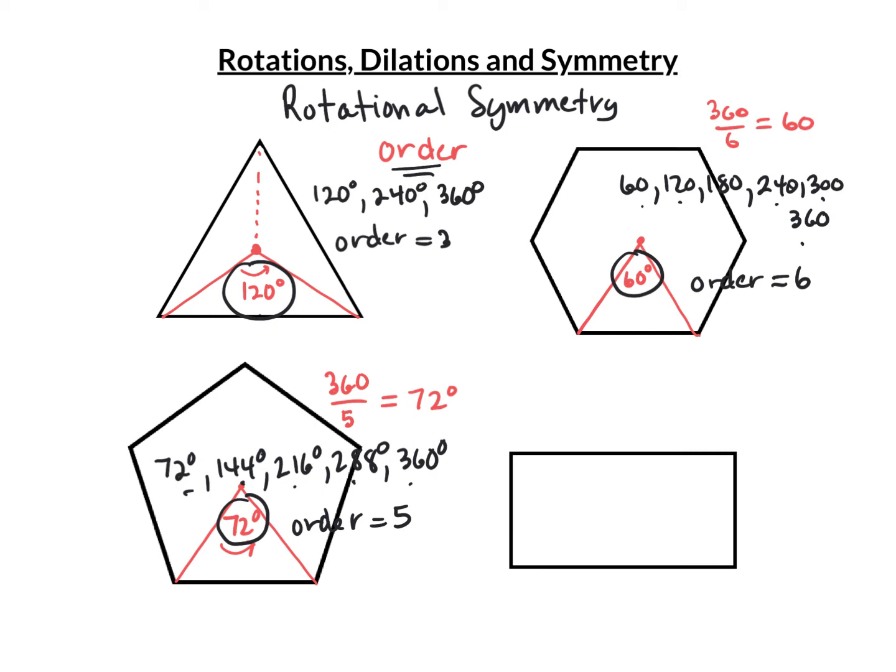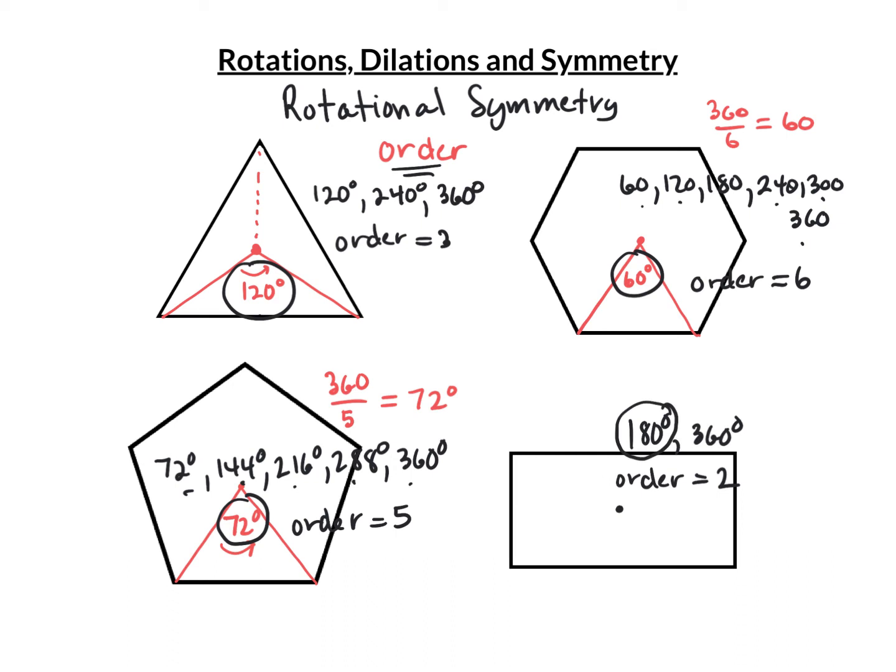For the rectangle, around our center point there, it has 180 degrees rotational symmetry. If I rotate it 180, it matches up with itself. That means the order is 2, because I could rotate it 180 and I could rotate it another 180, which would make it 360 degrees. The angle of rotation then is 180.